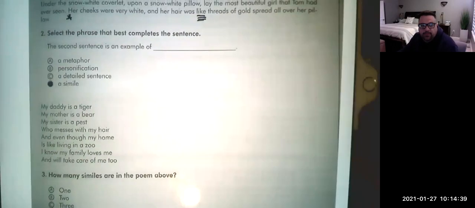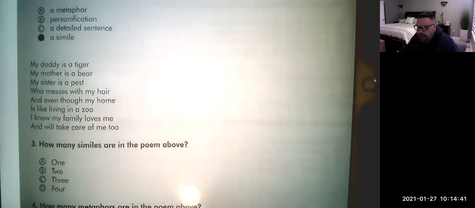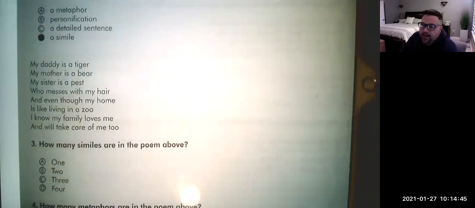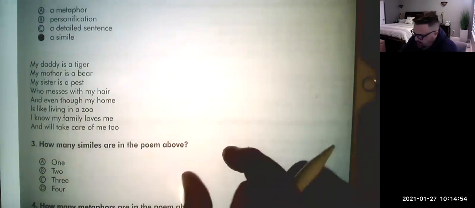Here we go. My daddy is a tiger. My mother is a bear. My sister is a pest who messes with my hair. And even though my home is like living in a zoo, I know my family loves me and will take care of me too.